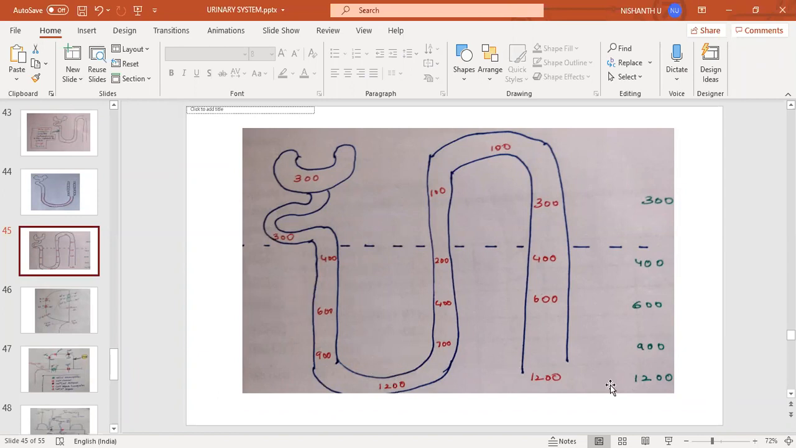So that's why the concentration, you can see that this is the interstitial fluid. Interstitial fluid here, initially it is 300, it becomes 400, 600, 900, 1200. In the cortical region, the osmolarity will be 300. In the medullary region, the osmolarity will be 1200. Now the filtrate starts to move towards the ascending loop of Henle. Now it is the ascending loop of Henle we are going to discuss here.